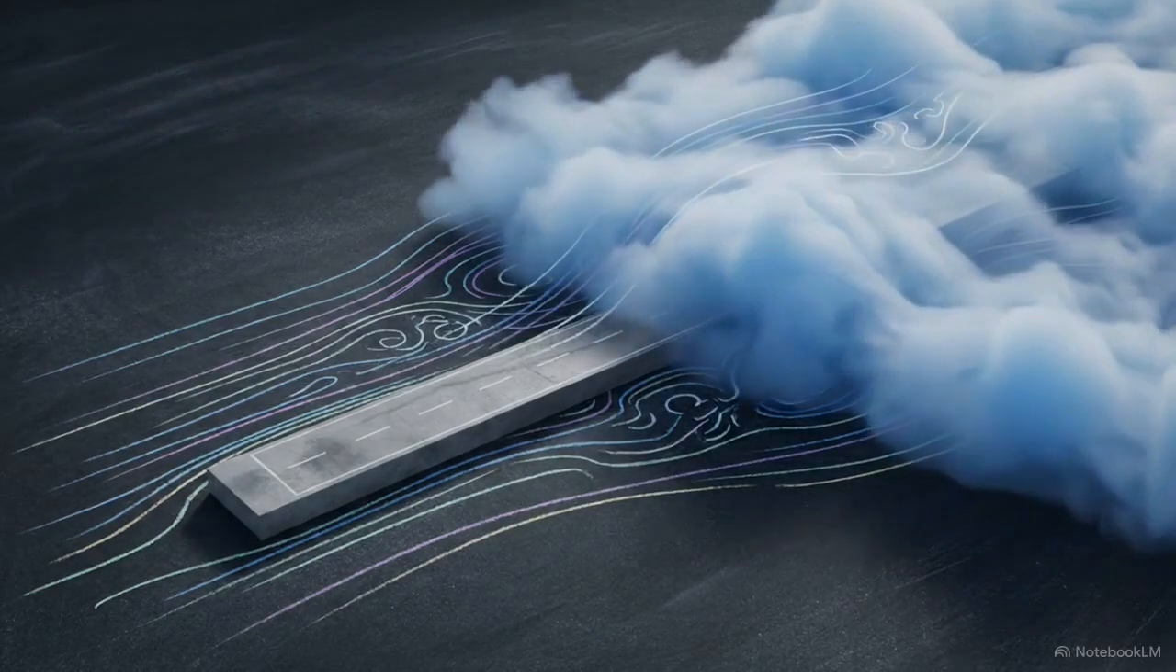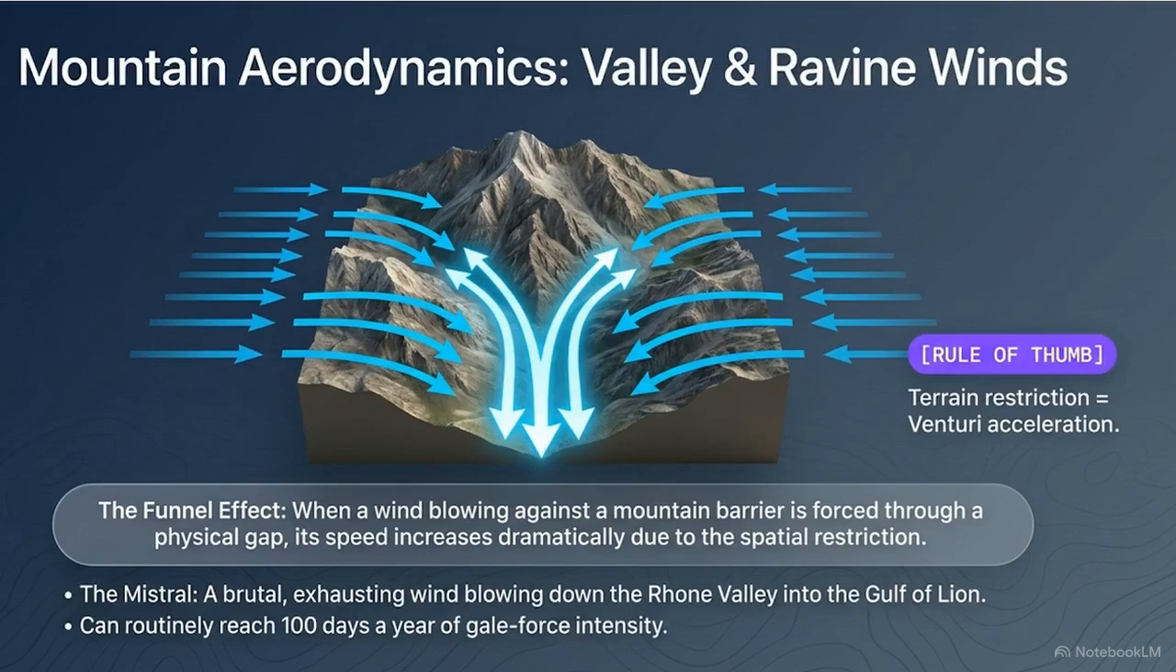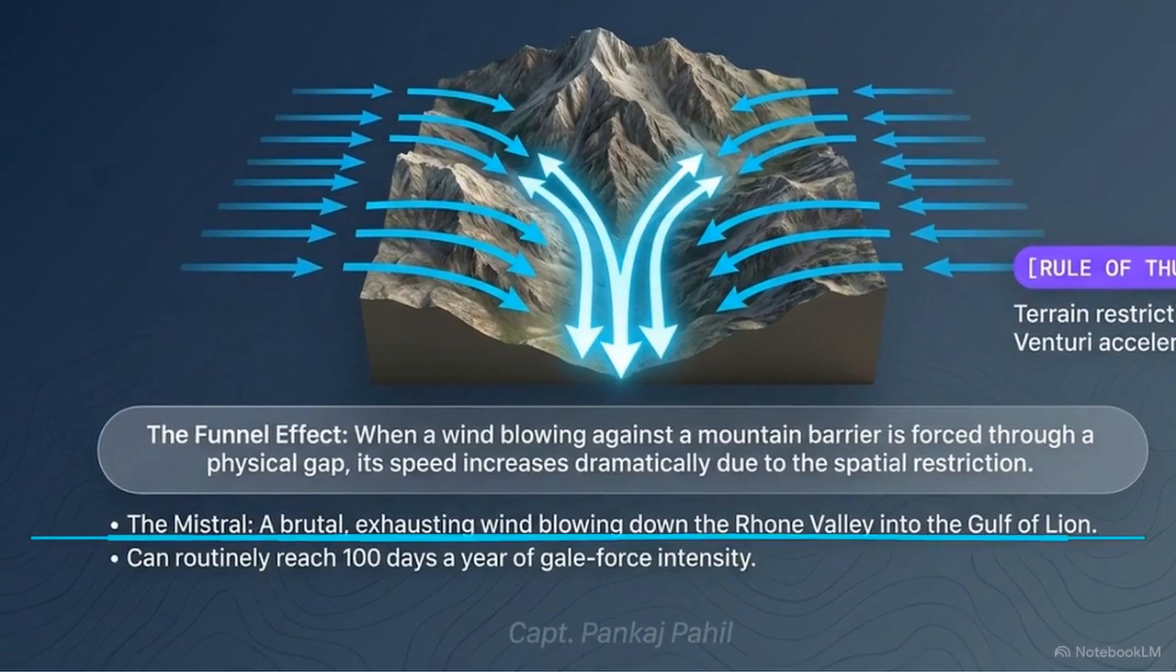This topographical render demonstrates the funnel effect. When wind is forced through a narrow valley or ravine, spatial restriction causes severe Venturi acceleration. The Mistral in France is a prime example, routinely generating gale force winds through physical terrain compression.